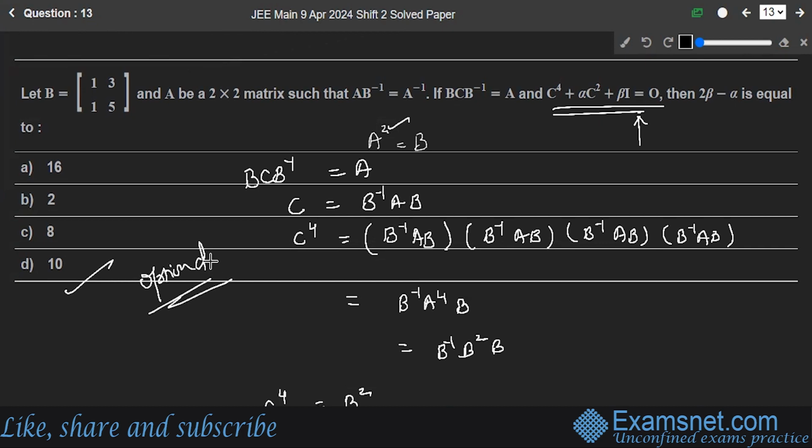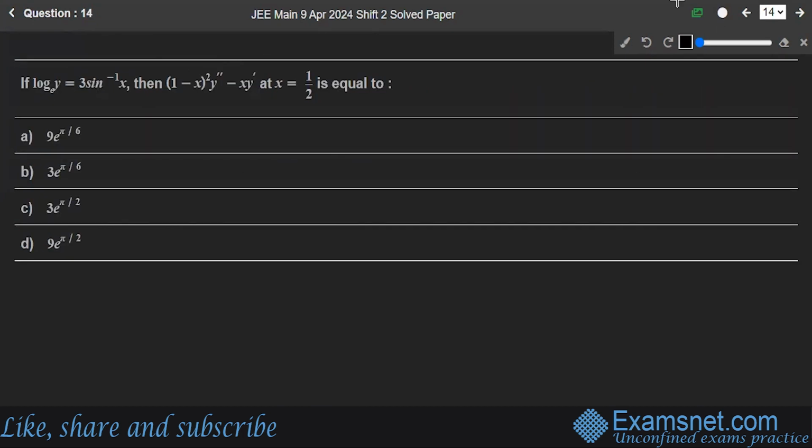Hope you got that. Let's move to the next question. Question number 14: if log of y to the base e is 3 sine inverse x, then (1 minus x square) y double dash minus x y dash at x equal to 1 by 2 is equal to.